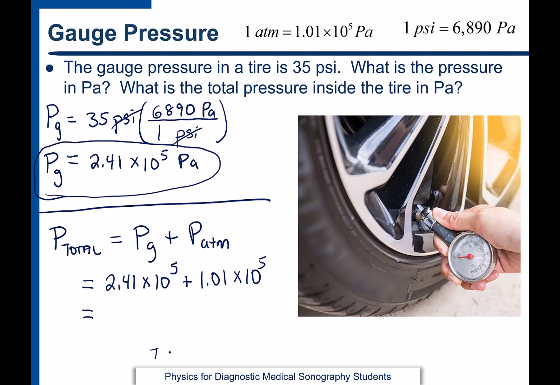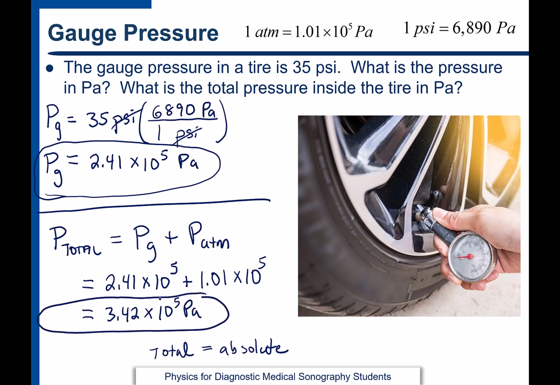So again, I'll just mention that you'll hear it talked about as total or absolute pressure. What we would get is just adding those two, we would get 3.42 times 10 to the 5th Pascal. And so that's our answer.